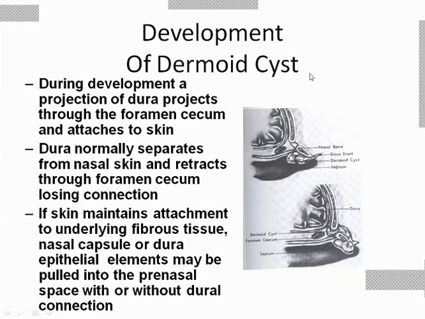What is the development of the dermoid cyst? During development, there is a projection of the dura through the foramen cecum, and it attaches to the skin. You see, here the dura will come and attach to the skin, and then during development, the dura and the skin get detached, and then it will retract and go into the intracranial cavity.